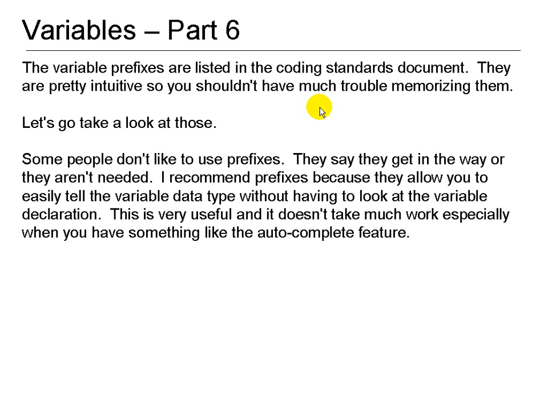I recommend prefixes because they allow you to easily tell the variable data type without having to look at the variable declaration. This is very useful, and it doesn't take much work, especially when you have something like the autocomplete feature. So for this class and all of my other classes, you will use prefixes. All right? Why? Again, they are useful. They tell you the data type without having to look at the declaration, and they are low cost.